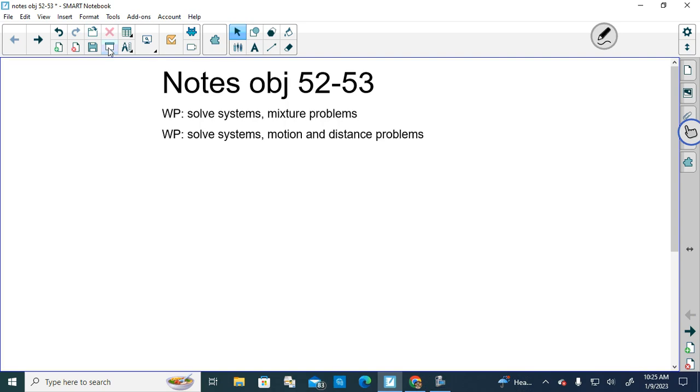Okay, so these two sections, and then we'll do the lesson quiz tomorrow and the multiple choice, and then we'll review and take a test and be done with the substitution and elimination type thing with word problems. Okay, so these are word problems again.